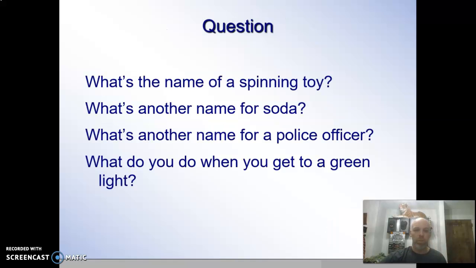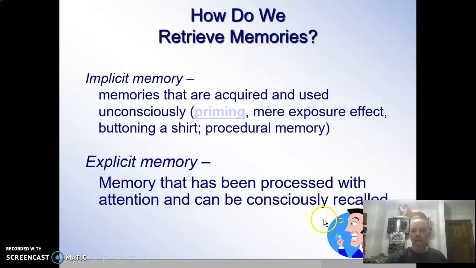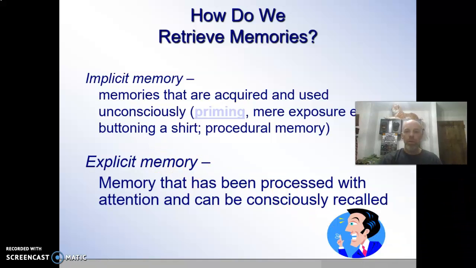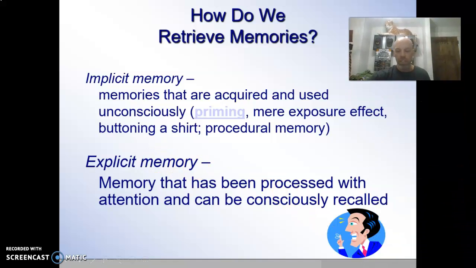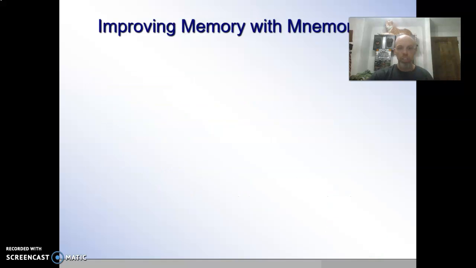Okay, oops, hit the wrong button there. There we go. Explicit memory is going to be those things that we do think consciously about. Okay, we try to remember that number. We try to remember that series of letters. We try to remember that data about the bear. Okay, that's explicit memory, and I'm going to consciously recall it.